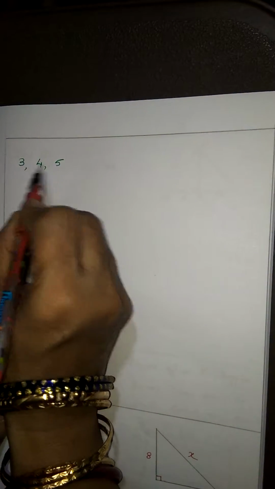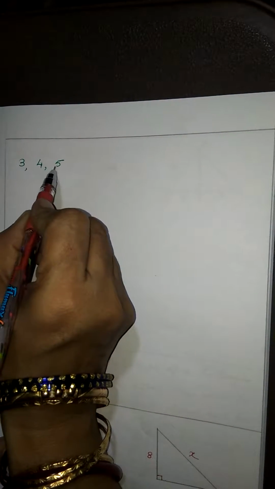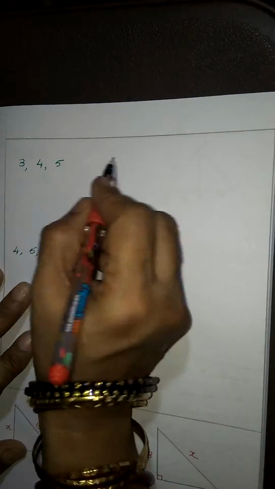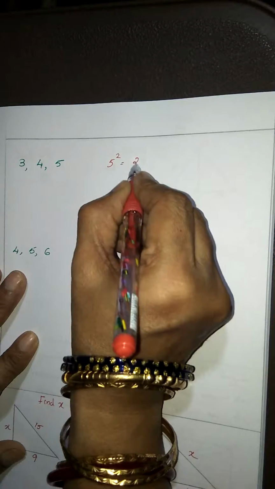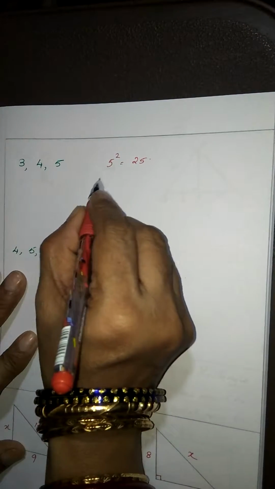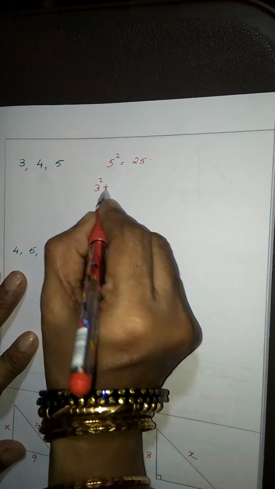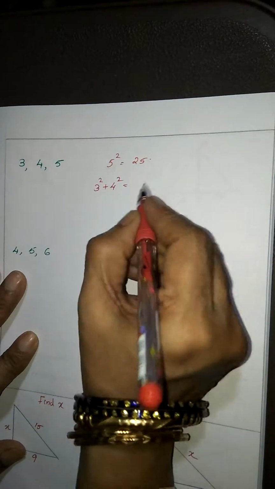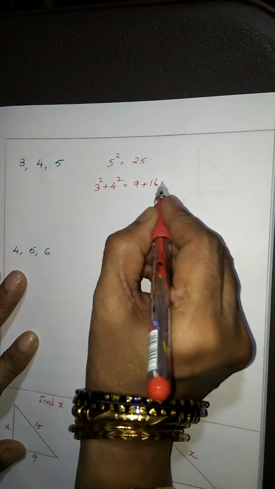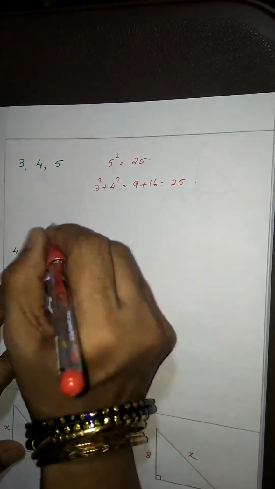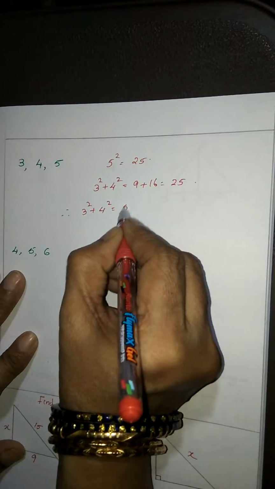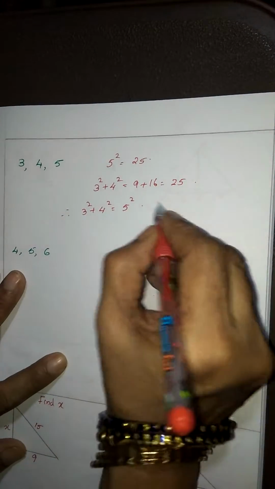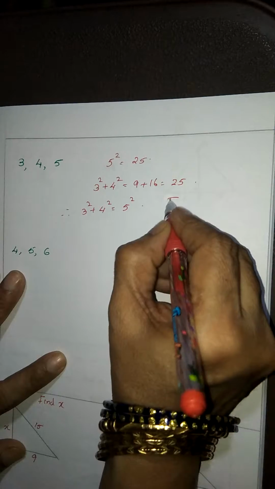Here in this set of numbers, 5 is the greatest number, so that will be the hypotenuse. So 5 squared is equal to 25. Now the sum of the squares of the other two sides: 3 squared plus 4 squared is equal to 9 plus 16 is equal to 25. Therefore we can say 3 squared plus 4 squared is equal to 5 squared. Hence a right triangle is possible.